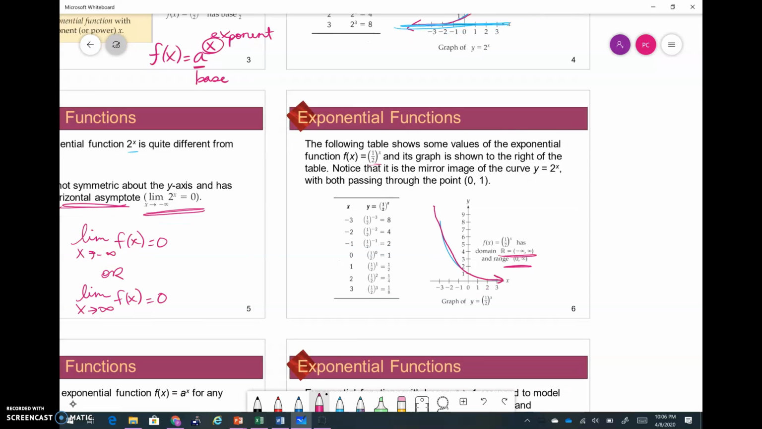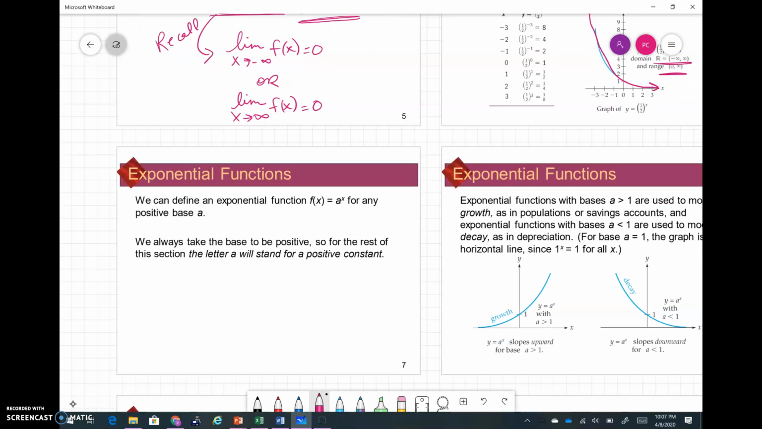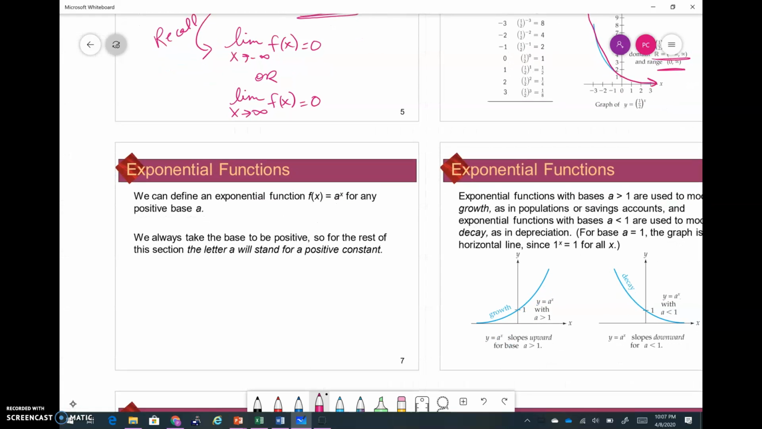So what can that tell us? We can define any exponential function, f of x equals a to the x, for any positive base a. Again, that base a has to be greater than 0 or this does not work. We're always going to take the base to be positive, so for the rest of this section, the letter a will stand for a positive constant. Again, if it's not positive, this doesn't work at all.